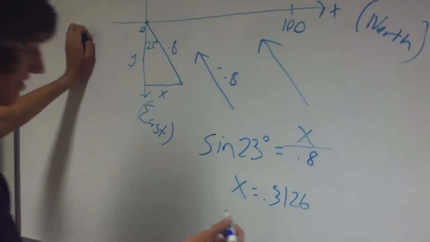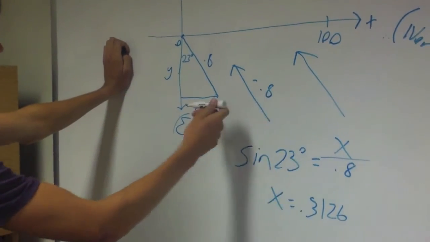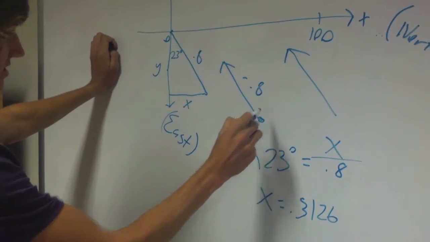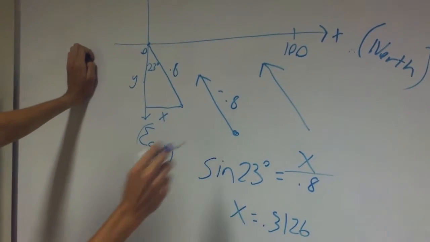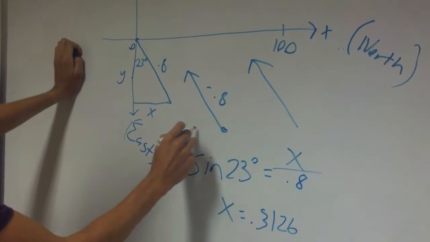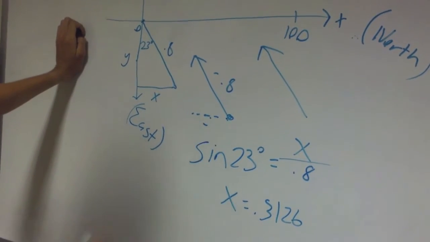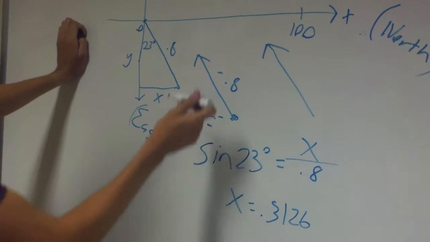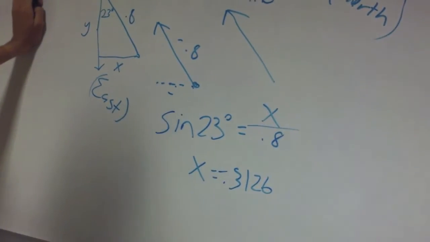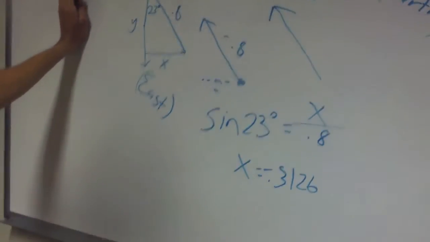Alright, and because the wind is going this way, you can say that the x direction is going to be negative, a negative work on the runner. So we can say that the x is in the negative direction.